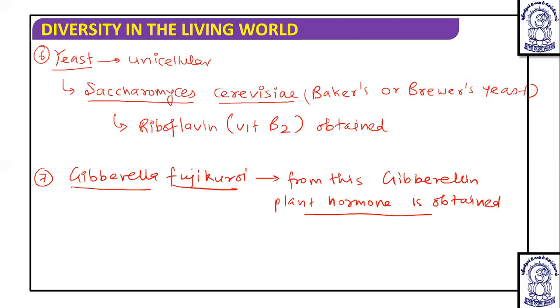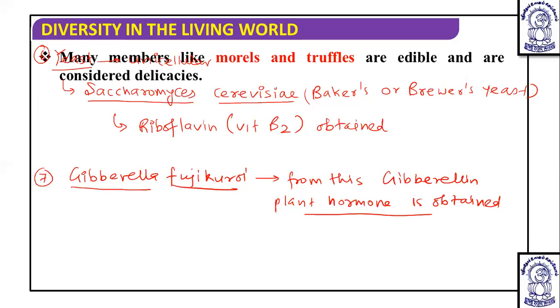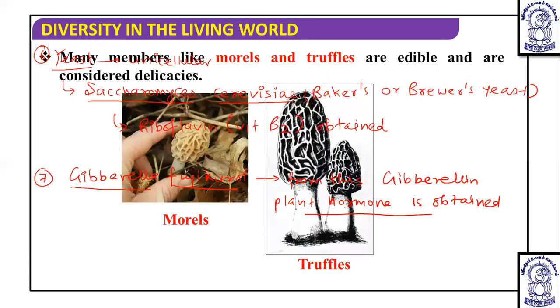Now we will be talking about the further part here, and there are many members, morels and truffles, which are edible and are considered delicacies. So if you get a question on edible Ascomycetes, then remember that morels and truffles are the edible Ascomycetes. Then we talk about the next group, that is Basidiomycetes, which are also known as club fungi.